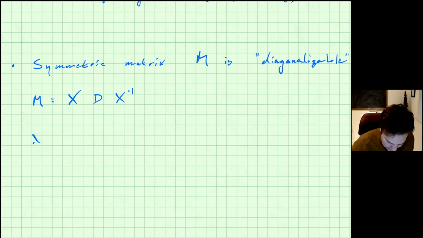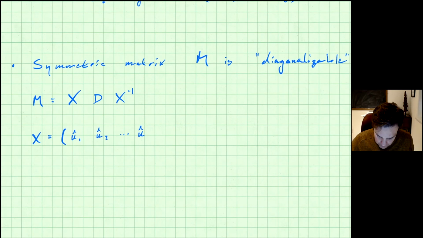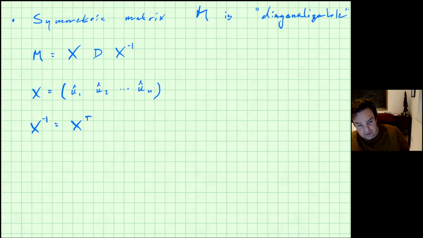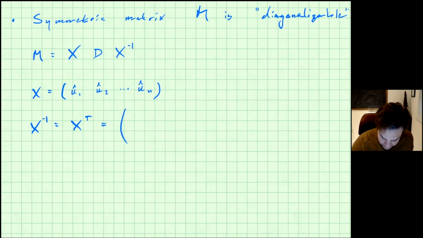So the matrix X will be made out of the eigenvectors of M as its columns. So we'll say u hat 1, u hat 2, and then up to the nth one, like that. And its inverse, kind of miraculously, is actually just equal to its transpose. This is definitely not the normal case, but the inverse of this matrix is its transpose. So in other words, it looks like this.